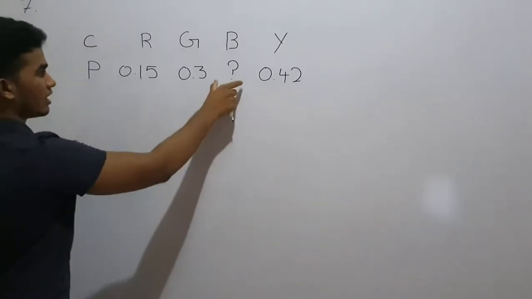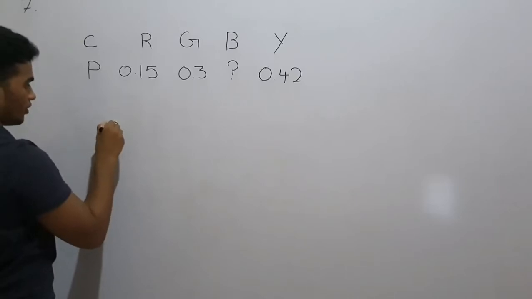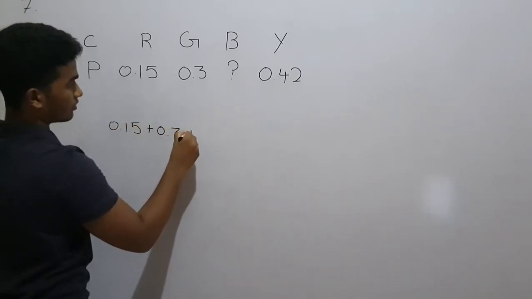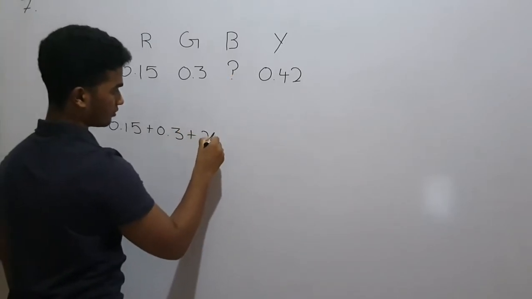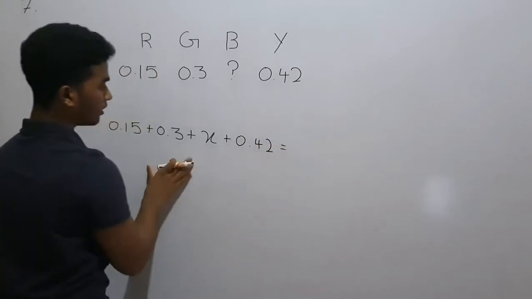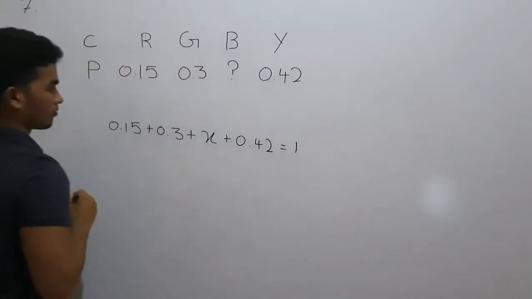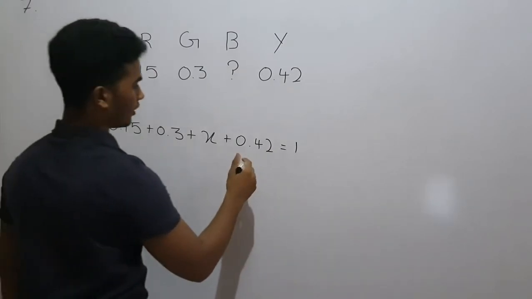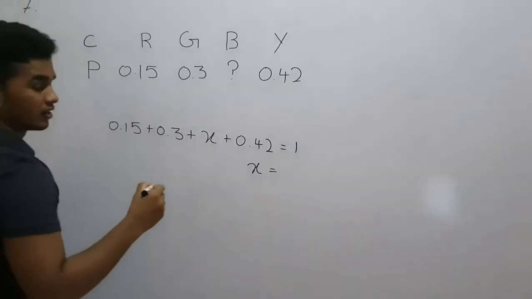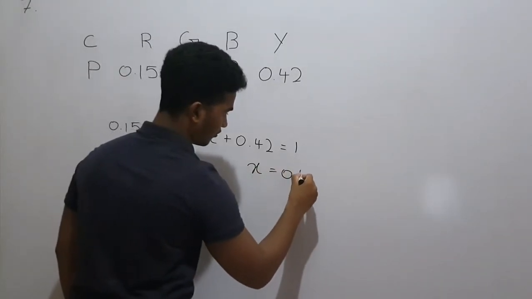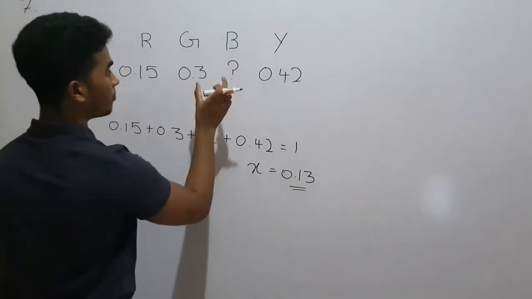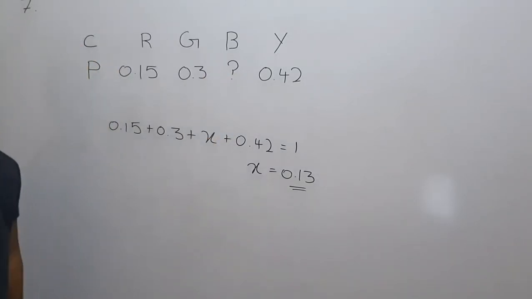So we can use x for blue: 0.15 plus 0.3 plus x plus 0.42. The total is equal to 1. So when you simplify it, you will get x as 0.13. So the probability of picking blue is 0.13.